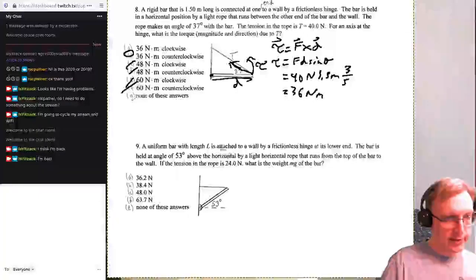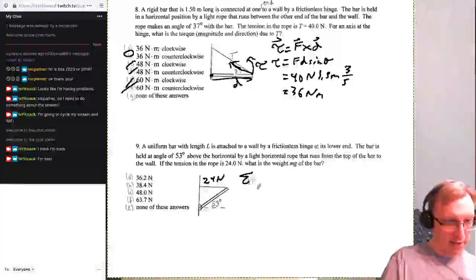A uniform bar with length L is attached to a wall by a frictionless hinge at the lower end. The bar is held at an angle of 53 degrees above the horizontal by a light rope that runs to the top of the bar from the wall. If the tension in the rope is 24 newtons, what is the weight, mg, of the bar?